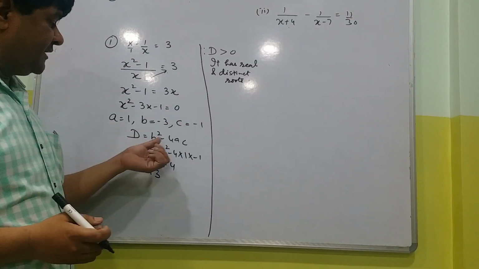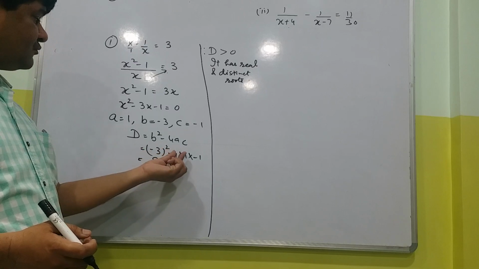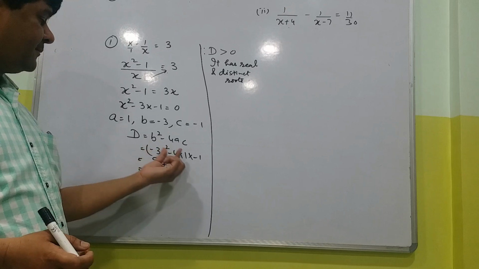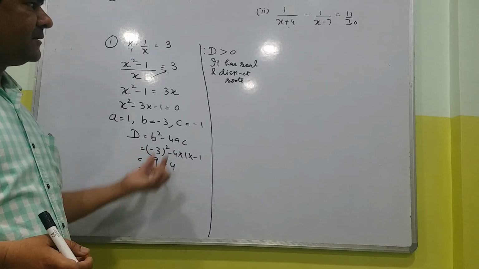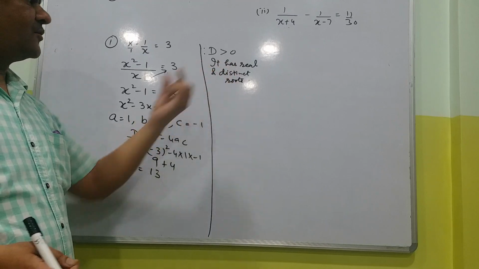So D equal to b square minus 4ac. So b is minus 3 square, minus 4 into a is 1, c is minus 1. So 9 plus 4, it comes out to be 13. Since D is greater than 0, it means it has real and distinct roots.